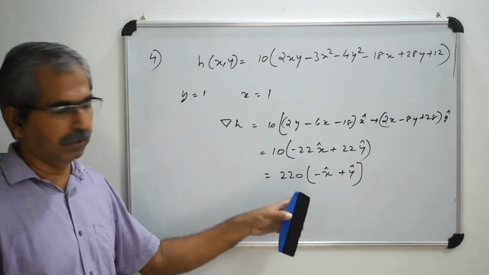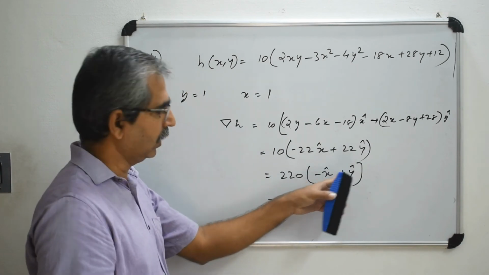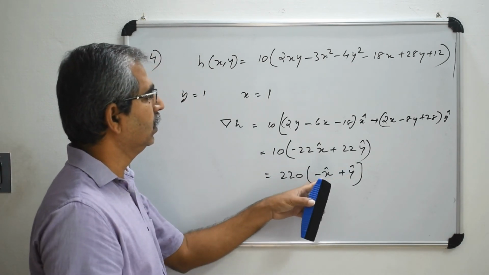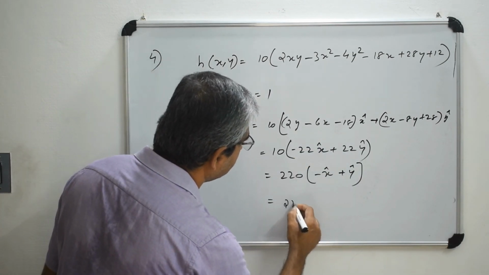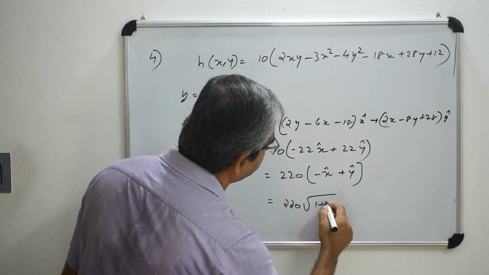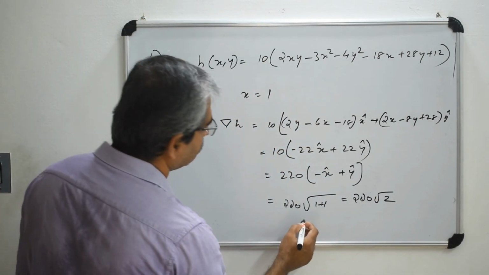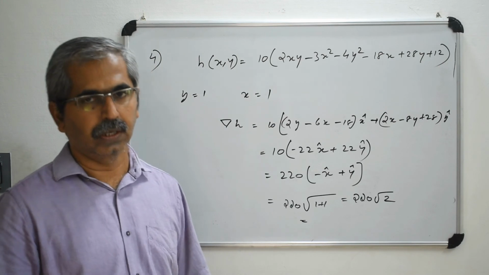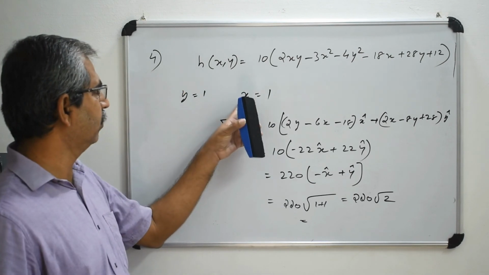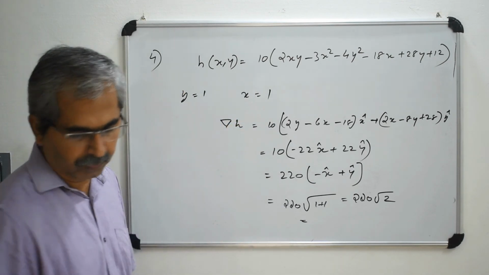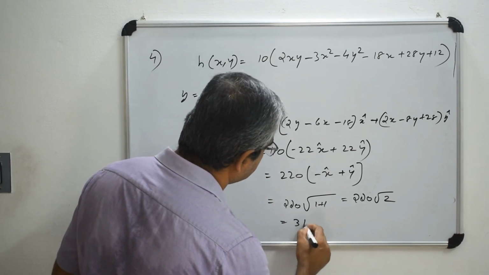Now, what is the magnitude of this one? You can take square root of, this is x component and y component are there. So you can write it as minus 220x plus 220y. Okay, so if you take the modulus of that one, it will be 220 into square root of 1 plus 1. That is equal to 220 into root 2. Okay, so that is the slope of the hill at that particular position, y is equal to 1 and x is equal to 1. And the value you will obtain will be approximately 311.